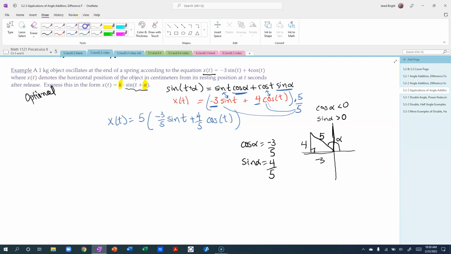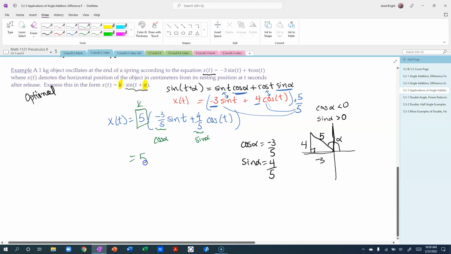Now I have this expression as cosine of alpha and this as sine of alpha. And out of this whole thing, I think I have k appearing too. What I'm saying here is that this 5 is going to stay out front, and this expression in here, the negative 3/5 sine t and so on, is the same as sine of t plus alpha, because I started working backwards.